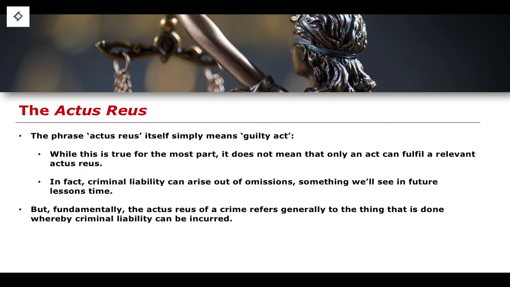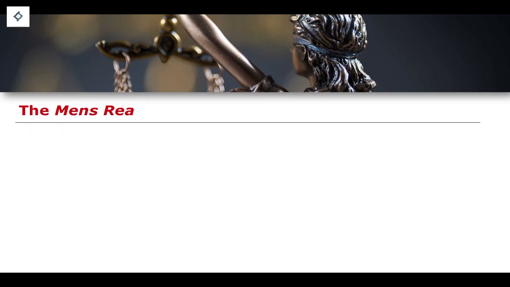But fundamentally, the actus reus of a crime generally refers to the thing that is done where criminal liability is incurred. So if we are talking about theft, it is the appropriation of a particular piece of property. If it is, like I've said, murder, it is the homicide element, the killing of an individual, ending a person's life. In conjunction with the actus reus, we also have to think about the idea of mens rea.